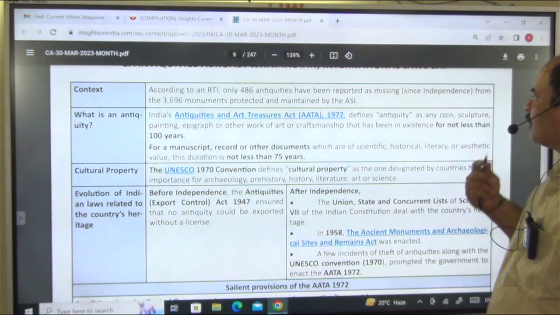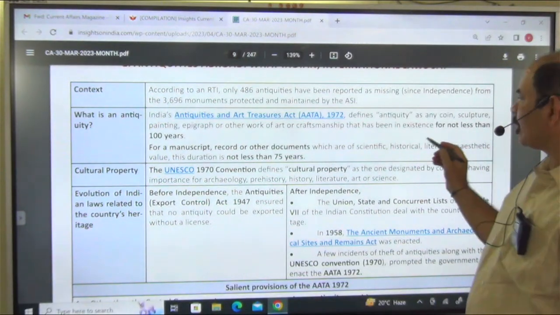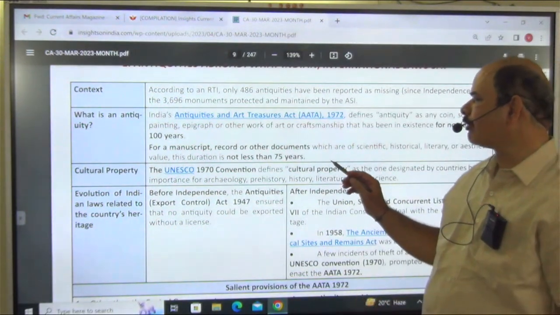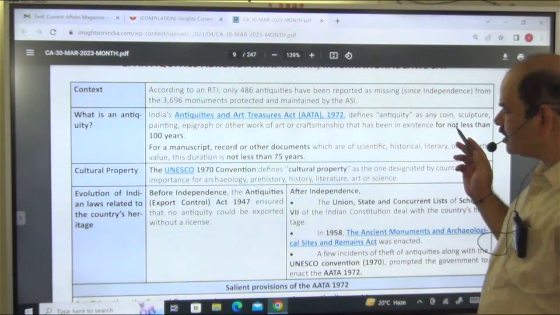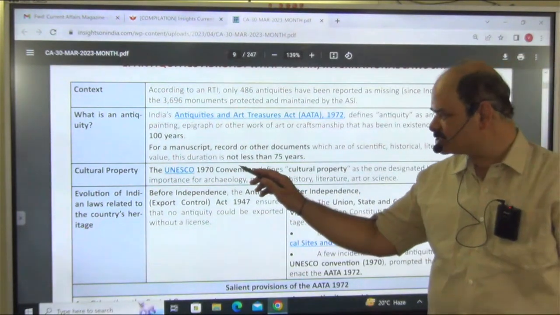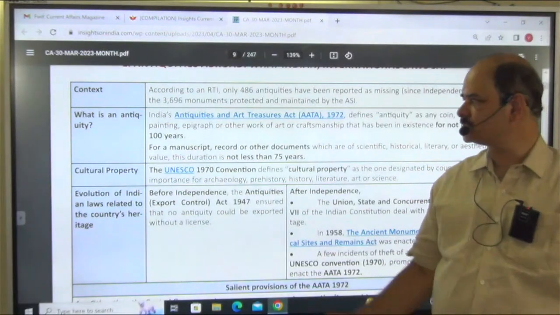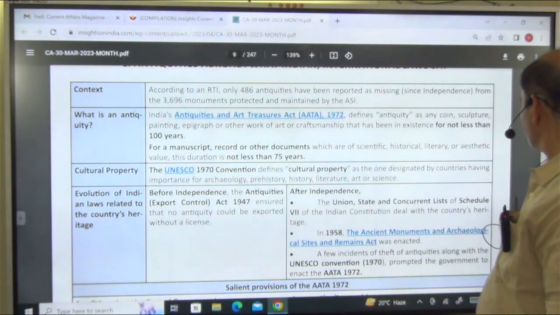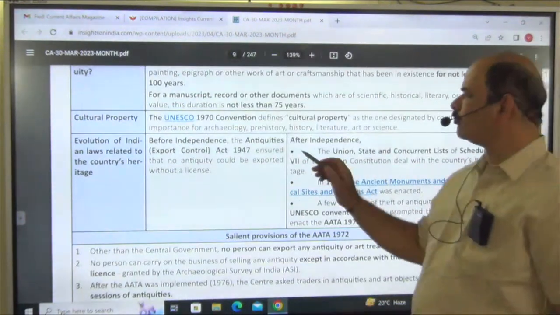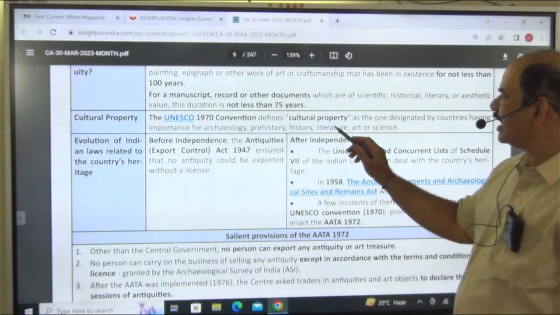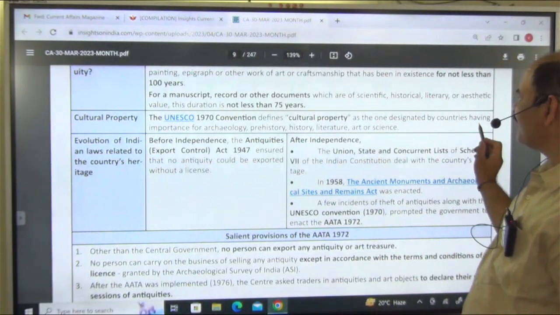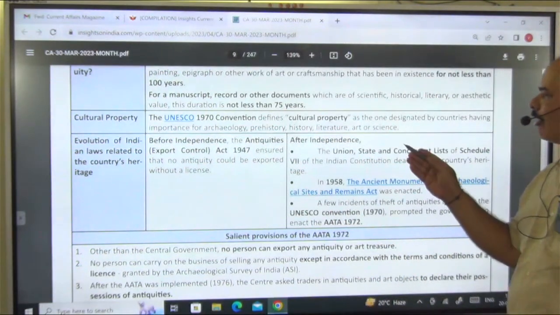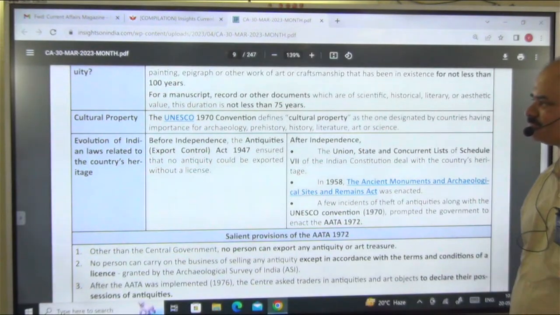Epigraph or other work of art or craftsmanship that has been in existence for not less than 100 years. For a manuscript, record or other document which is of scientific, historical, literary or aesthetic value, this duration is not less than 75 years. What is a manuscript? A written evidence. The UNESCO 1970 convention defines cultural property as that designated by countries as having importance for archaeology, prehistory, history, literature, art or science. It is the UNESCO definition.